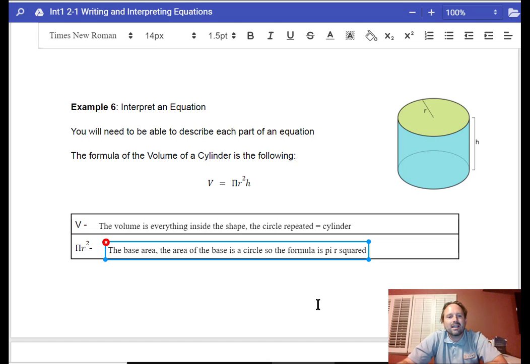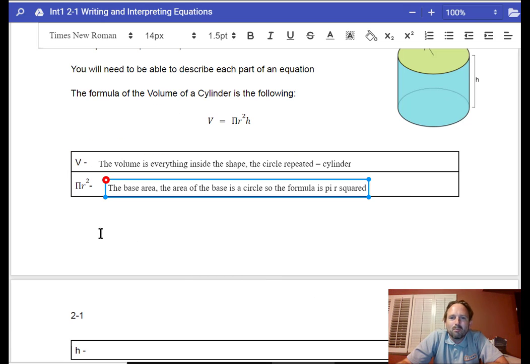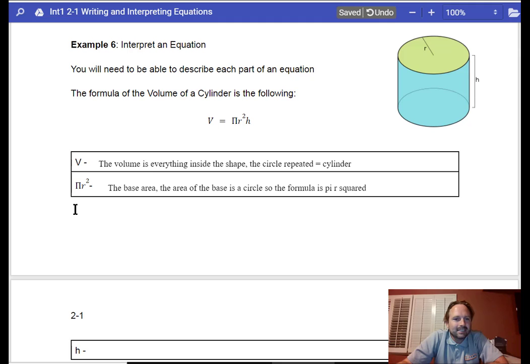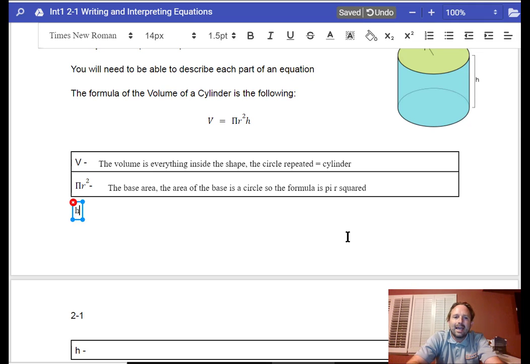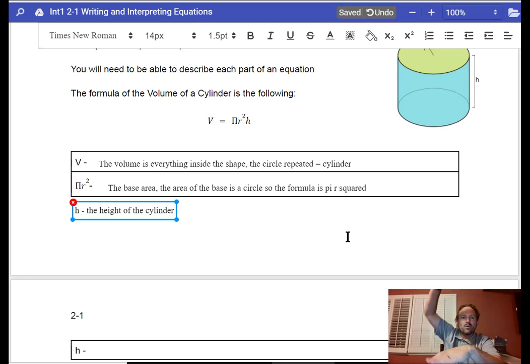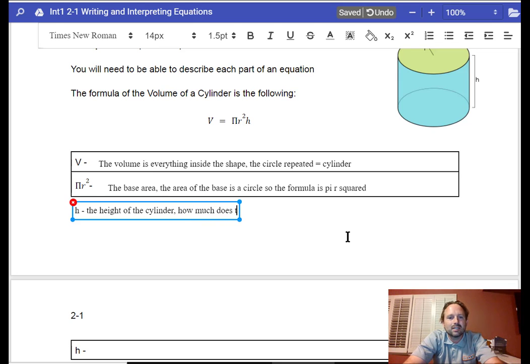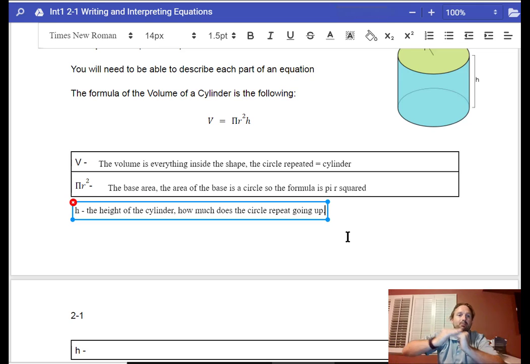All right, let's go on. Now, this one kind of bumped it, so let's write it right here. It's h. What is h? H is the height of the cylinder. What do I mean by that? How much does the circle repeat going up? Does it repeat 10 inches? Does it repeat 100 feet? How many times does it repeat?